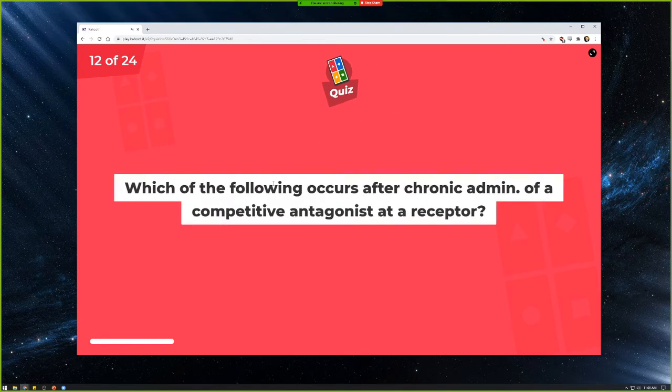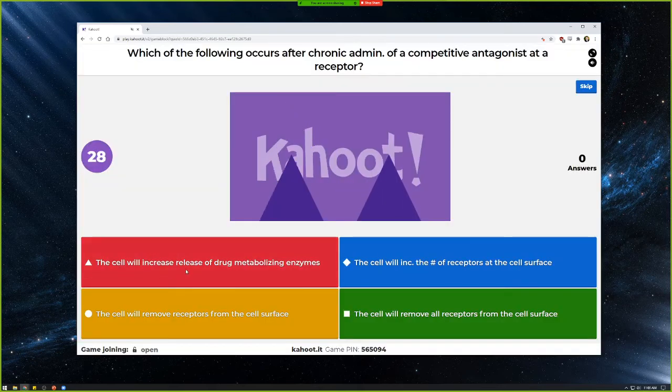All right, let's see, which of the following occurs after chronic administration of a competitive antagonist at a receptor? The cell will increase release of drug metabolizing enzymes, the cell will increase the number of receptors at the cell surface, the cell will remove receptors from the cell surface, or the cell will remove all receptors from the cell surface.